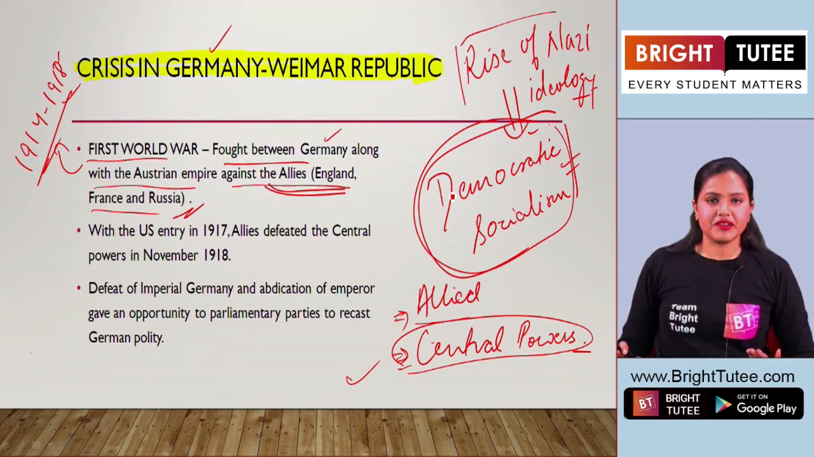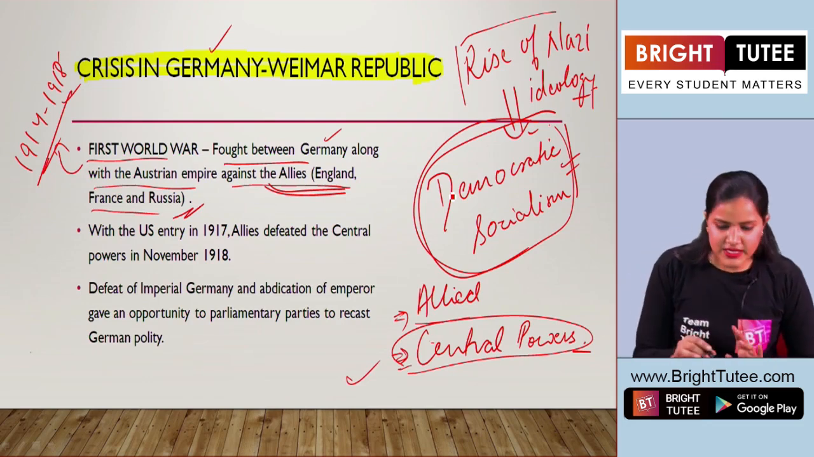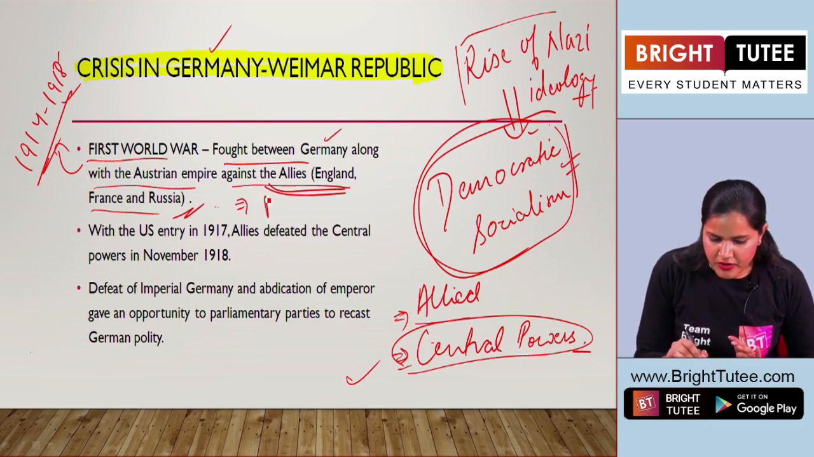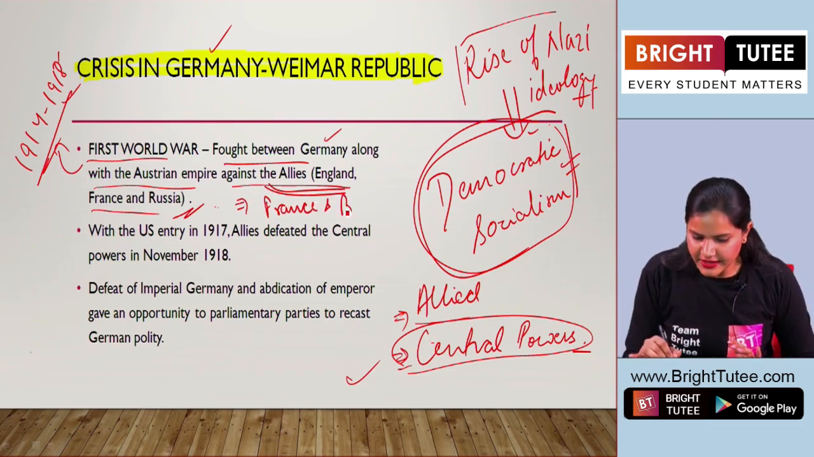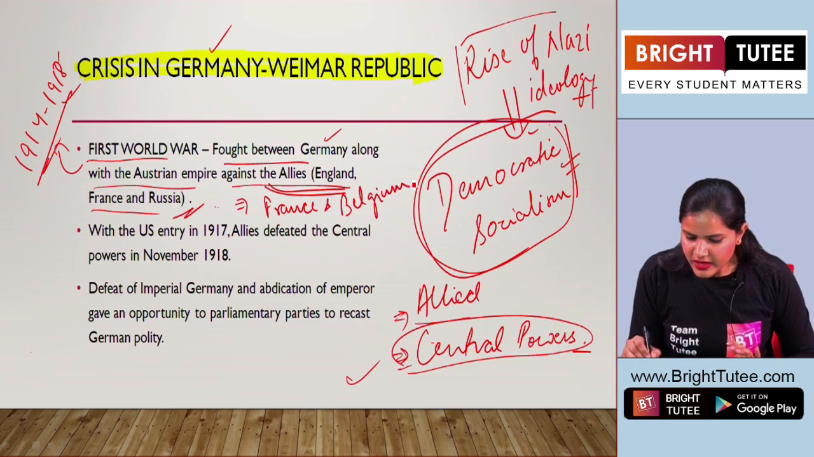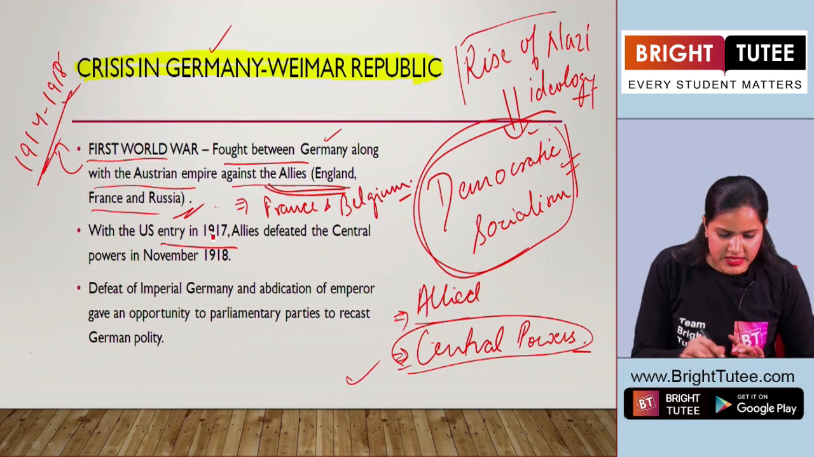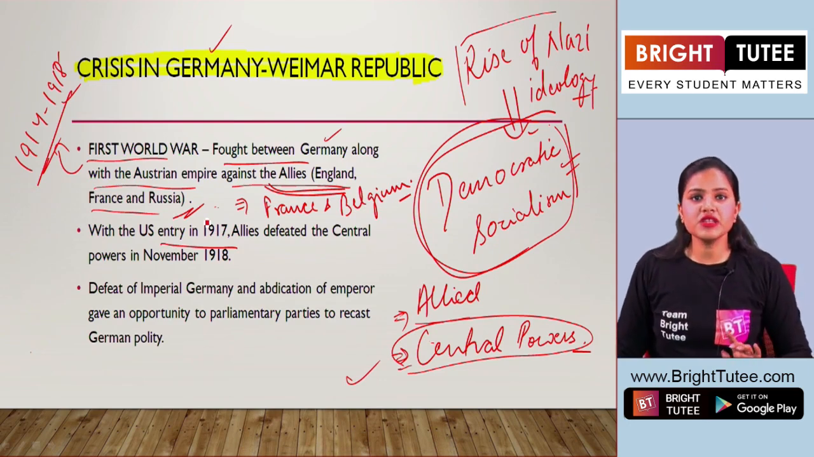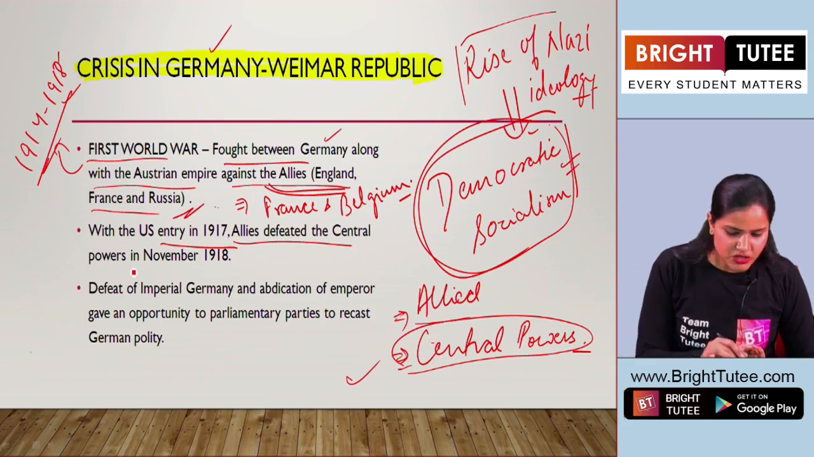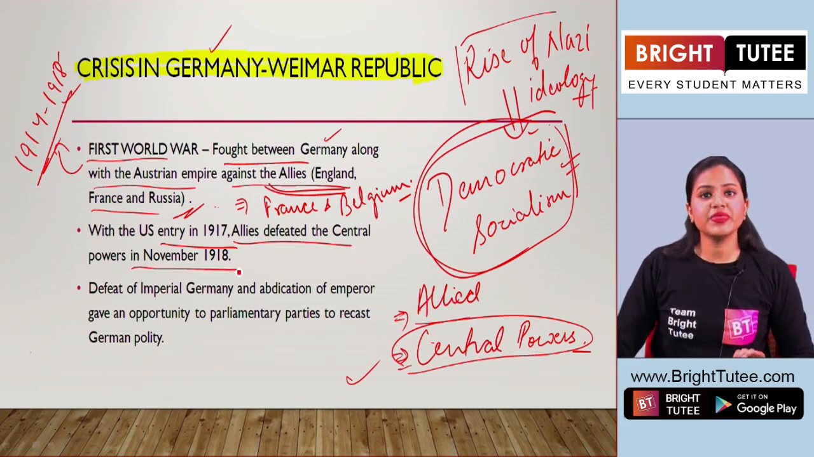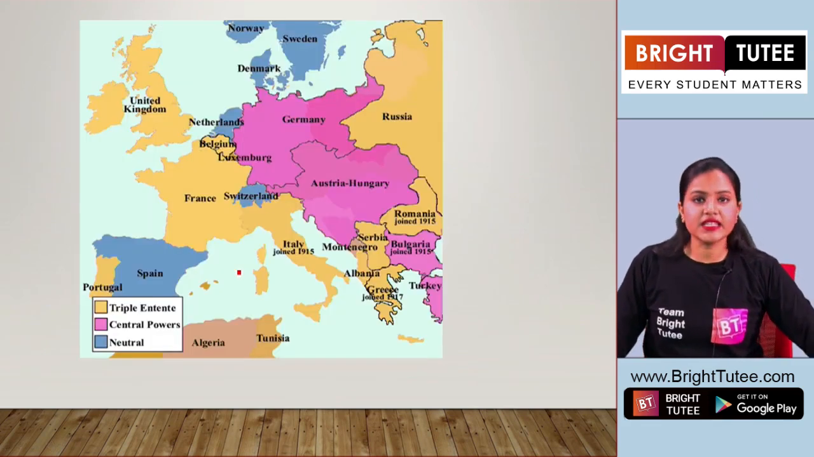So what happened? Here we see that initially Germany was gaining control over France and Belgium. So they were on a safer side, right? But later on, with the US entry in 1917, we see that the Allies defeated the Central powers finally in November 1918. Now here let's have a look at this map.